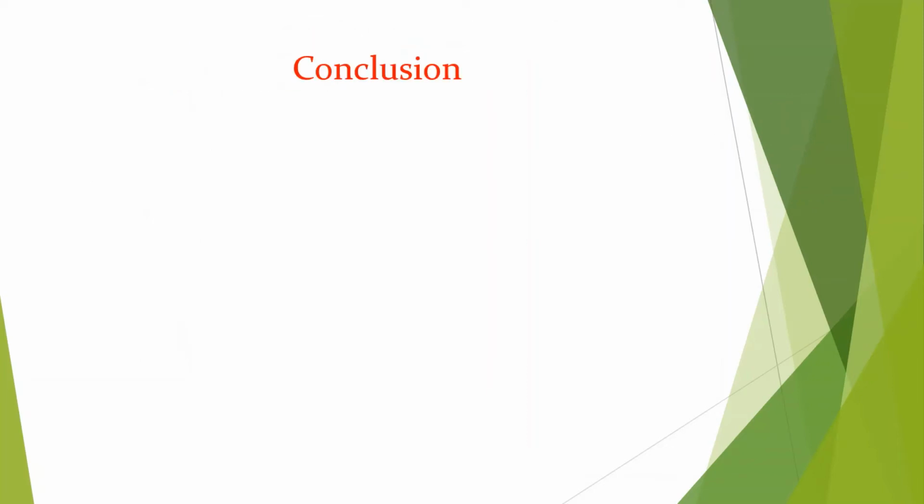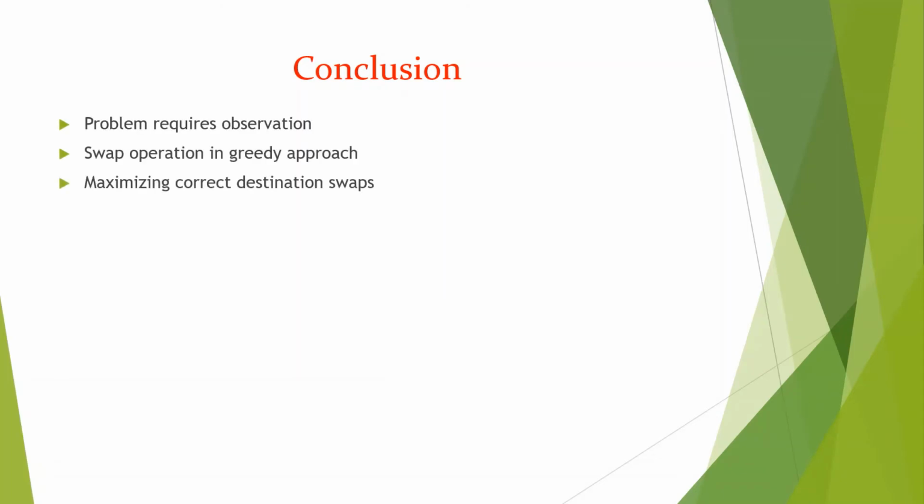The conclusion of this is basically very simple and broken down in 3 steps. Approaching this problem is pretty trivial and requires observation. The basic observation, after noting it down, would be that we need to swap operations in a greedy approach such that we are maximizing the correct destination swaps in every operation we use. It basically can be achieved by making the most of the operation which we are using and trying to gather as many elements as possible closest to their destination places. So this was basically the problem, and that's it.